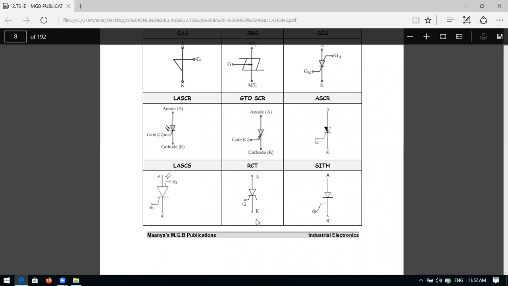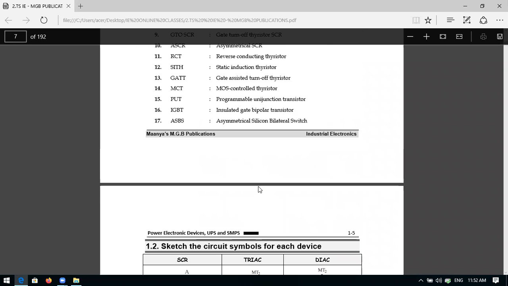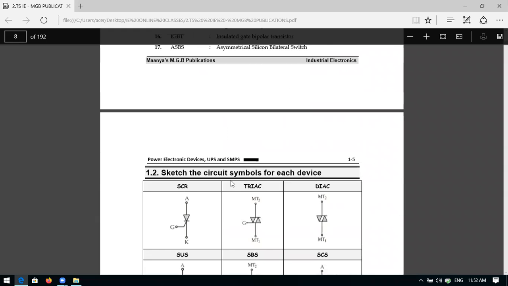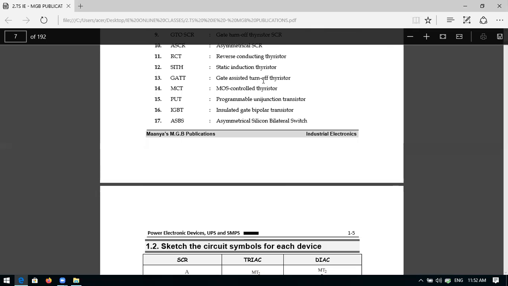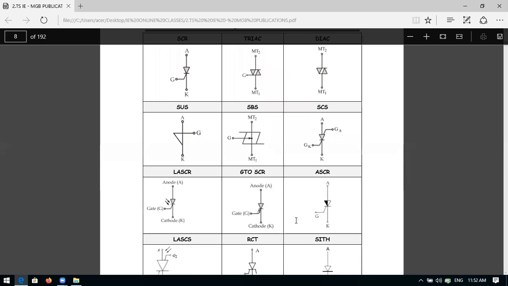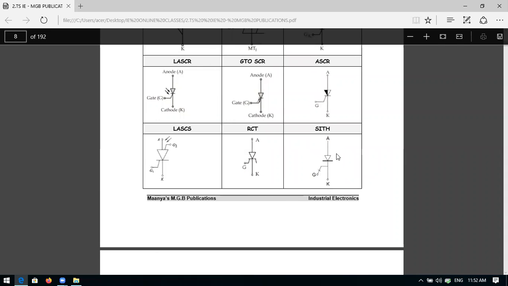Next one is RCT. What is that? RCT, reverse conducting thyristor. You can see here the terminals have a different symbol diagram. Next one, what is the SITH? We will see here, static induction thyristor. The static induction thyristor symbol is like this, somewhat different from your SCR.